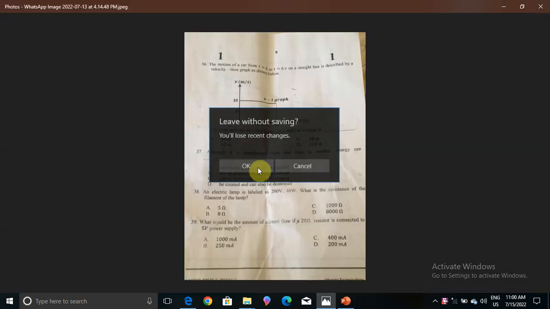So that means it will be 250 milliampere. So that means the correct answer for question number 39 is B. Now in question number 40.